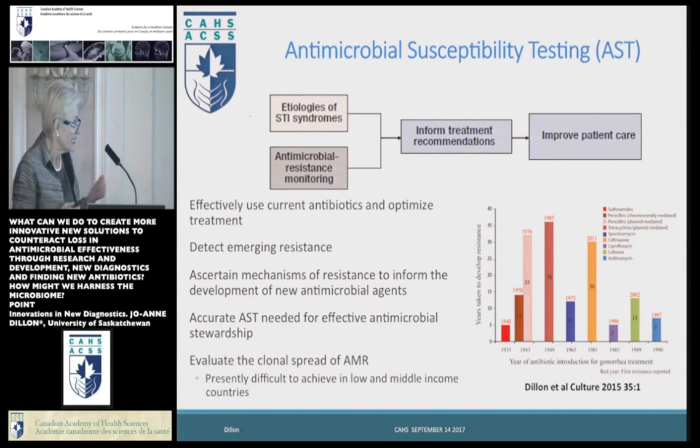So, antimicrobial susceptibility testing has a variety of purposes, including detecting emerging resistance, effective stewardship, and so forth. And the reason we do that is, here's a little example of Neisseria gonorrhoeae, one of the microorganisms on the WHO priority list, which may become untreatable in the very near future.